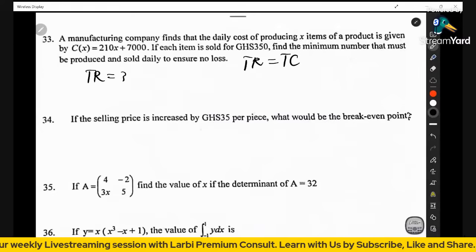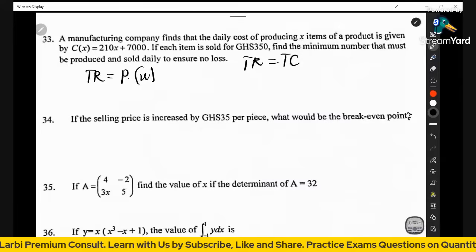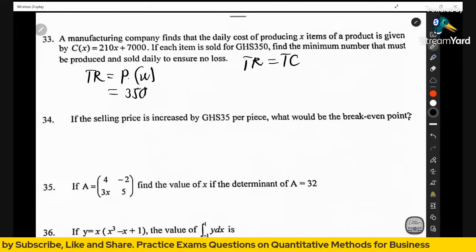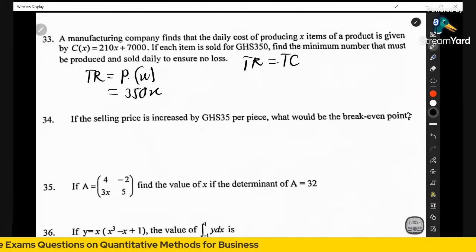That should mean that our total revenue function should be equal to what? The selling price per one, which is the P, multiplying our daily output that we produce as X. So what is our selling price per one? That's 350 multiplying X. So this becomes our total revenue function.